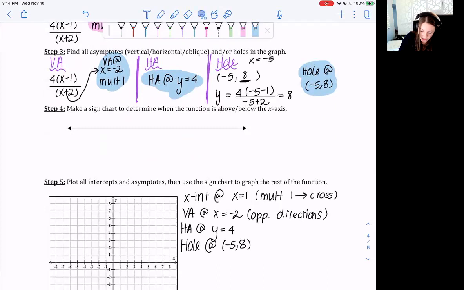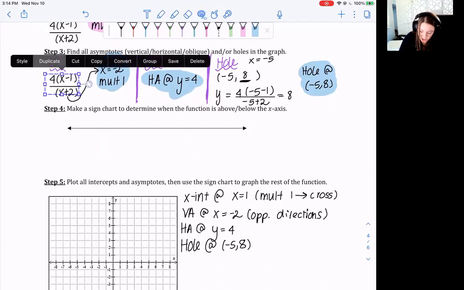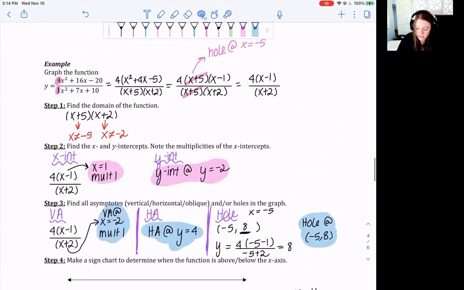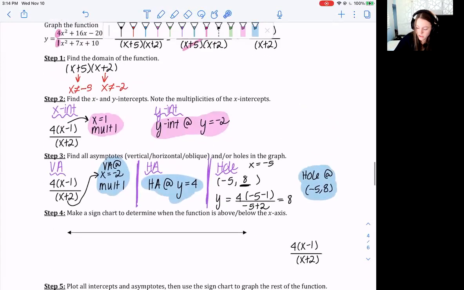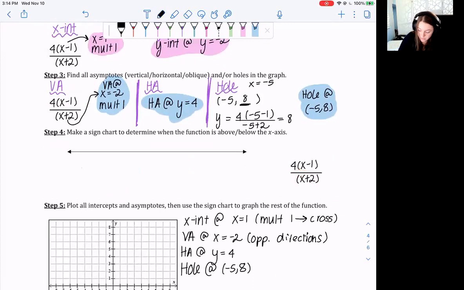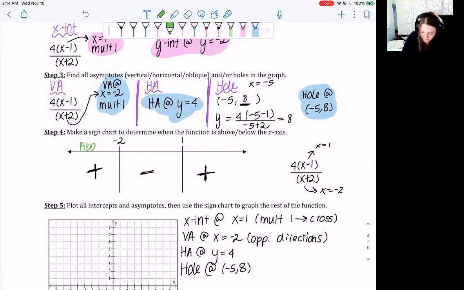When you go to do the sign chart, I'm going to really cheat here. You only use this canceled form, you don't need the uncanceled form. So you have X equal to 1 and X equal to -2. Like I said, I'm just going to tell you what it turns out to be. So we have -2, we have 1. This is going to turn out to be positive, this will turn out to be negative, and this will turn out to be positive. So we have above, below, and above.